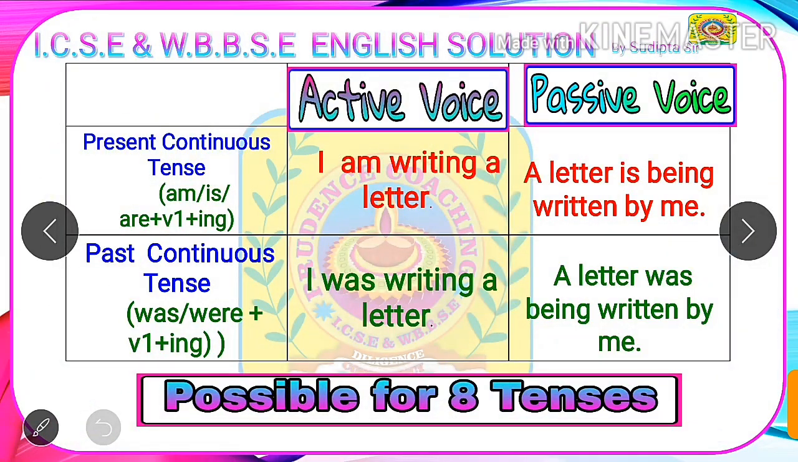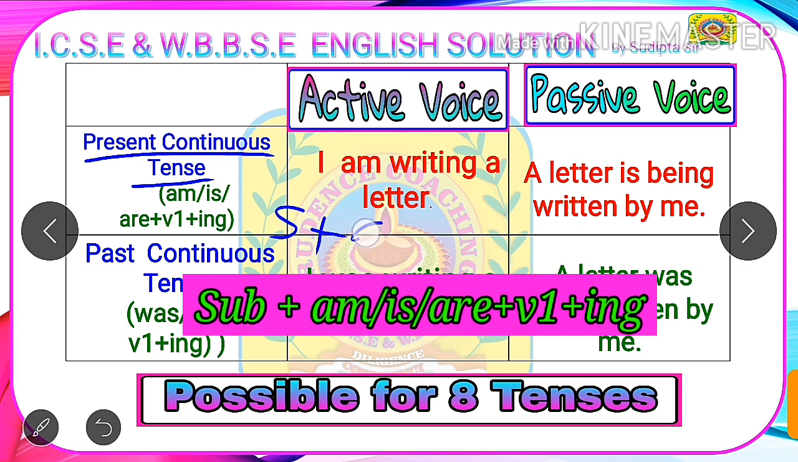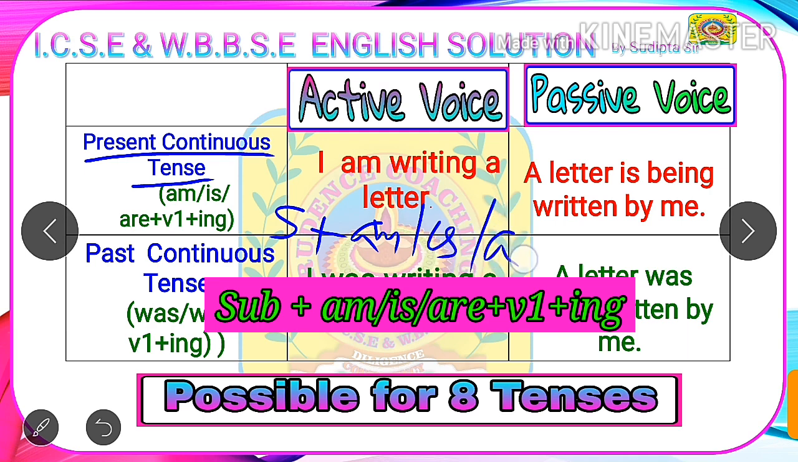Students, the next example is I am writing a letter. First we will swap the subject and object. I becomes me. A letter in object becomes a letter in subject in passive voice. Next, if we see the structure of tense given in active voice, we will find that it is the structure of present continuous tense, because according to the structure of present continuous tense, we use subject plus am or is or are according to the subject plus V1 plus ing. Students, here the subject is I, therefore we have used am with it, and we have added ing with the V1 form.